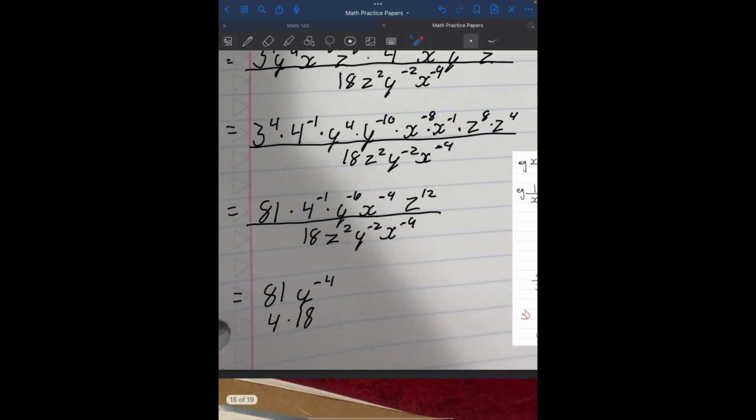And now I could do the rest in my head. So x to the power negative 9 minus negative 9, that'll be x to the power 0. And anything to the power 0 is 1, so we don't even have to write that. And then z to the power 12 minus 2 is z to the power 10.